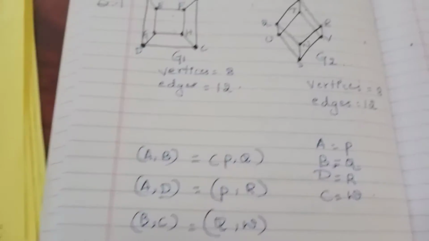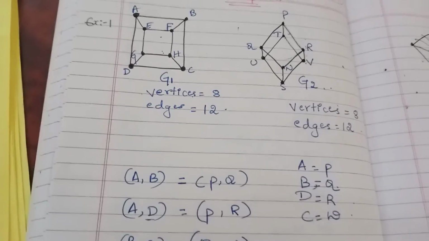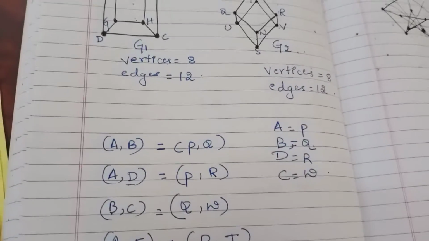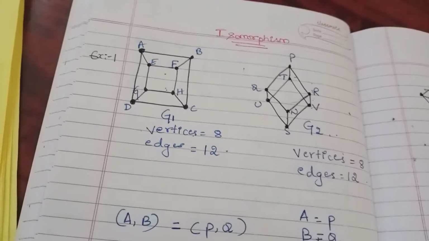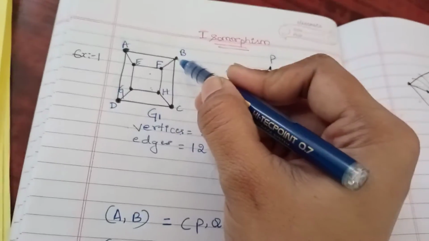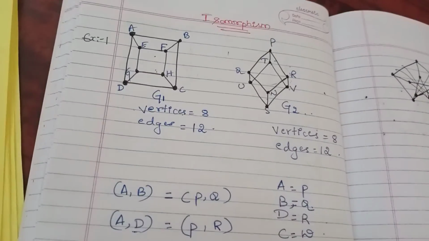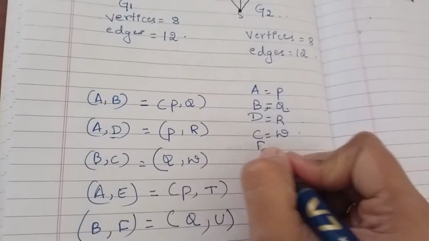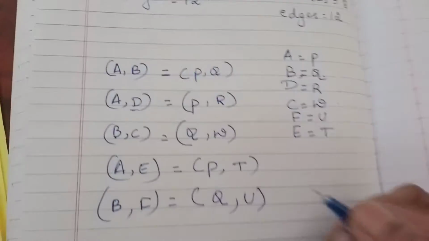Next, what do you have? B to F. From B, for B, what is fixed? Q is fixed. So I'll write Q. Next, for F, what will you fix? Where is it? B to F, and from Q to U, where F is equal to U and E is equal to T. Okay, so next B to F is done.